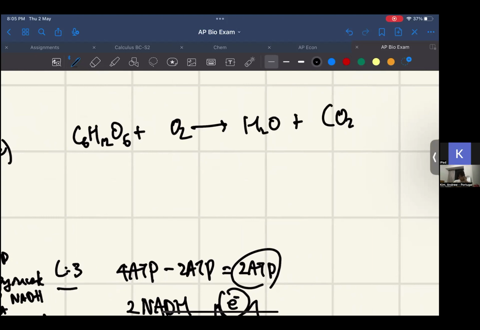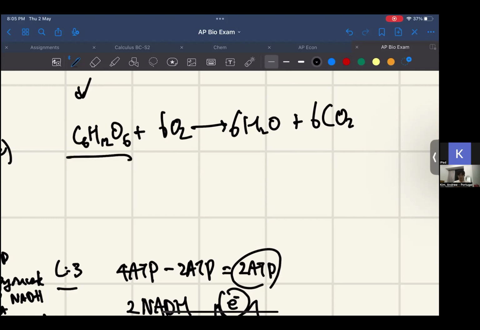Yep, this is the good old cellular respiration formula. I'm pretty sure you guys have seen this somewhere. It's very common, right? Yeah, I think I balanced it correctly. So this is a reaction for cellular respiration.